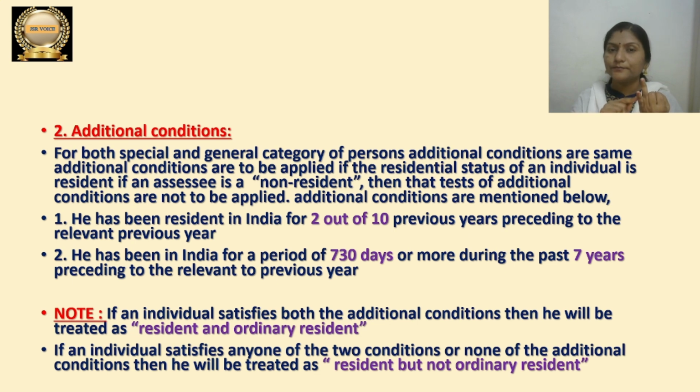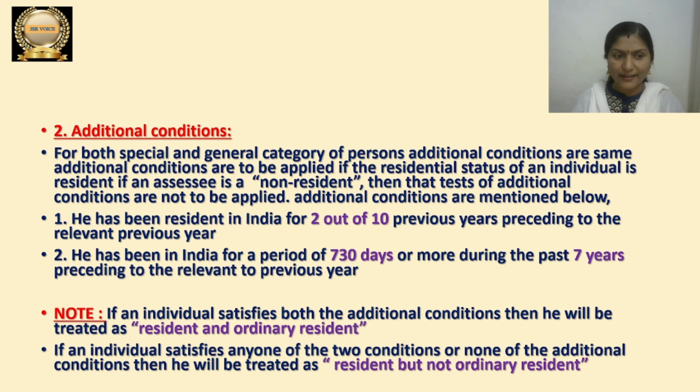How can we decide? If that person is satisfying both additional conditions. Additional conditions are two here. So if he satisfies two additional conditions, then we can treat him as a resident and ordinarily resident. If he is satisfying any one condition or none, then we have to treat him as a resident but not ordinary resident. So we have to see what are these conditions and whether he is satisfying or not, that should be checked. Then we will determine his residential status. Let us see what are those two conditions.